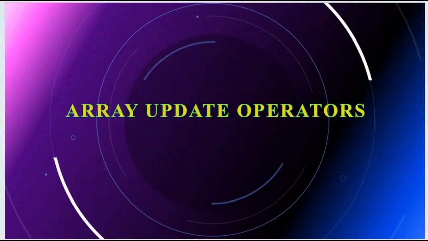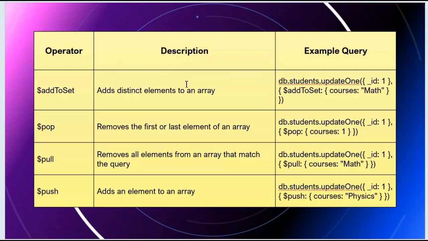Hello everyone, welcome to today's session. In this session, I am going to explain array update operators. In MongoDB, array update operators are used to modify the elements inside array fields in a document, such as adding, removing, or updating values without changing the entire array. Some array update operators are addToSet, pop, pull, and push.